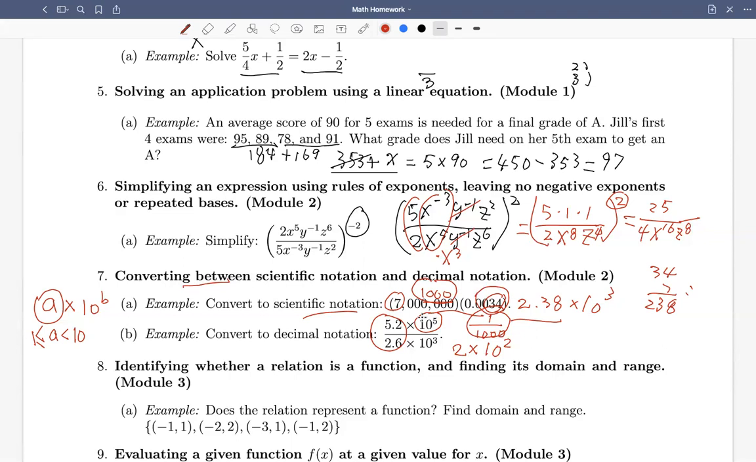Oh, you know what? I need to go to my yoga class. So let me finish this. Then I'll keep recording tonight, all right? Trying to finish by tomorrow. So the answer for b is 2 times 10 squared.